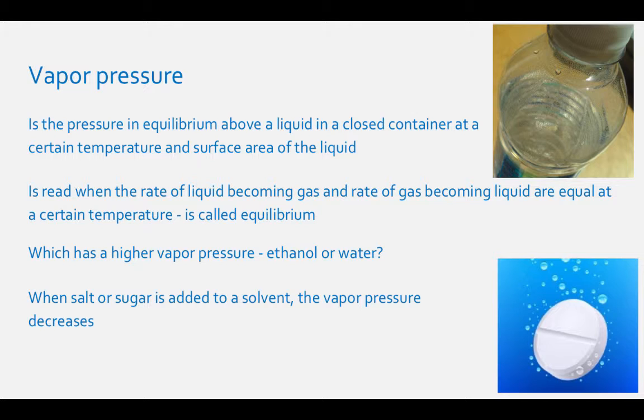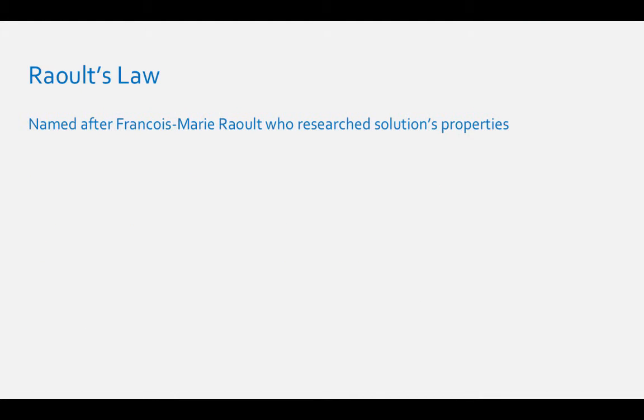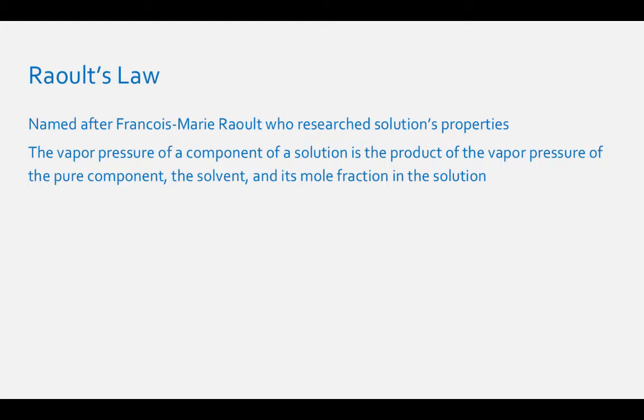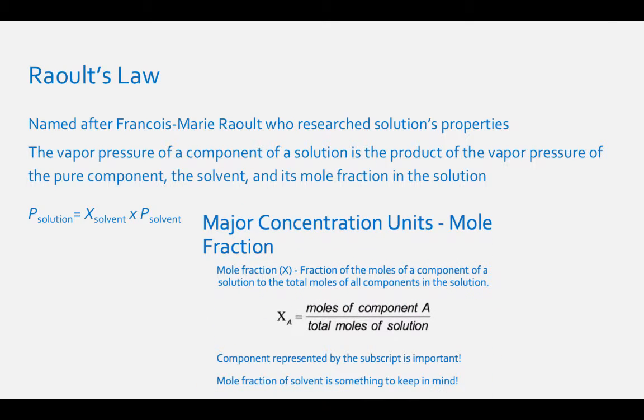A discussion of vapor pressure leads us right into Raoult's law, which was named after François-Marie Raoult, a French scientist who studied solutions' properties. Raoult's law states that the vapor pressure of a solution is the sum of the vapor pressures of each of its components. The vapor pressure of a component of a solution is the product of the vapor pressure of the pure component, the solvent, and its mole fraction in the solution. Remember, back in the concentration units video when I said that the mole fraction of the solvent becomes important, here's where this comes true.